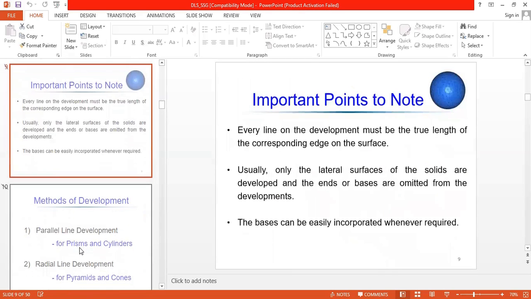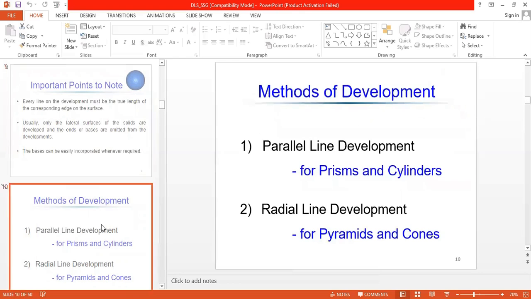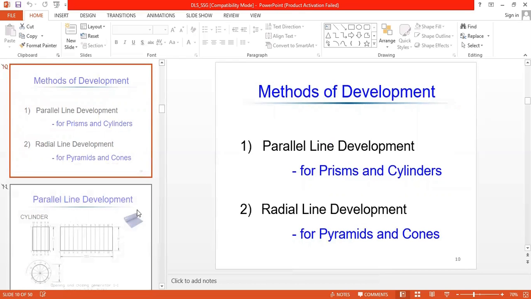Then, important points to note. Every line on the development must be the true length of the corresponding edge on the surface. Usually only the lateral surfaces of the solids are developed, and the edges or bases are omitted from the development. The bases can be easily incorporated whenever required. So there are methods of development: parallel line development for prisms and cylinders, and radial line development for pyramids and cones. Thank you.